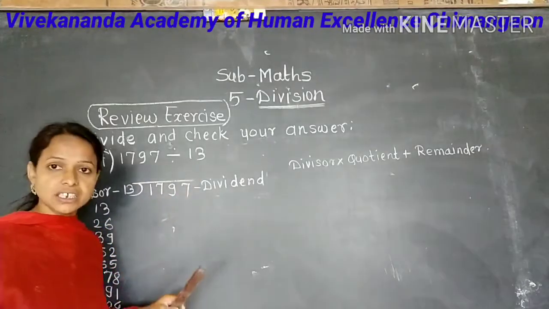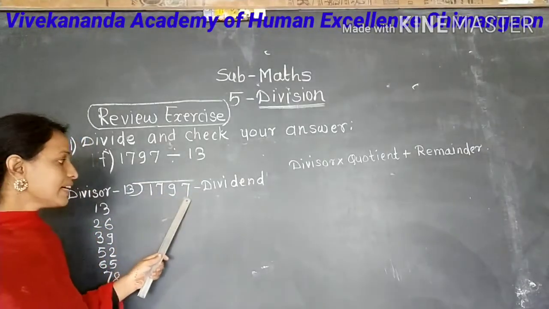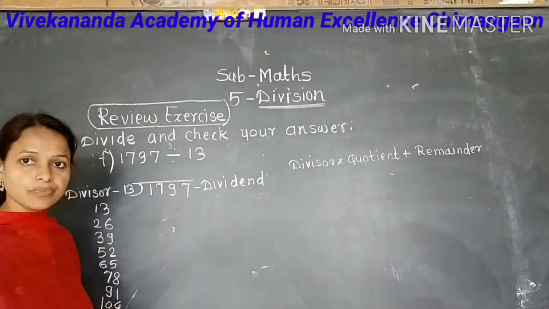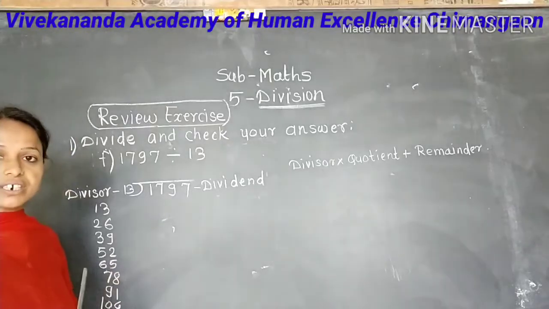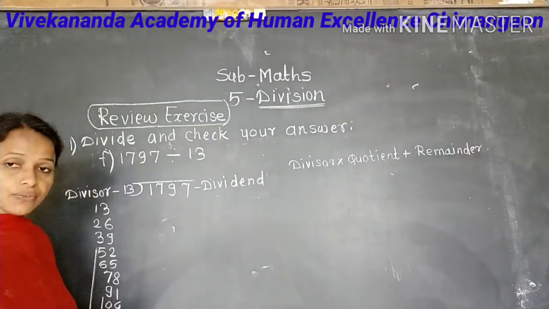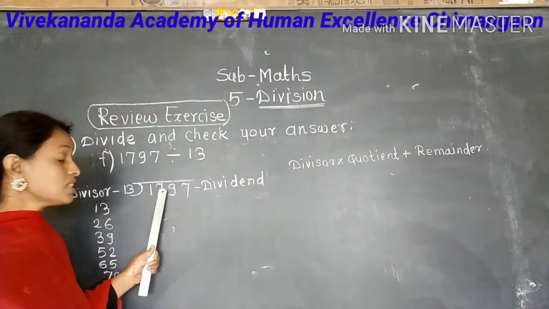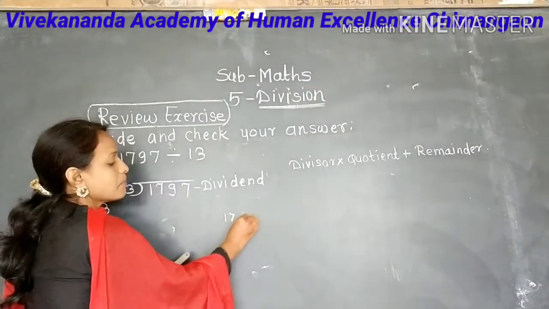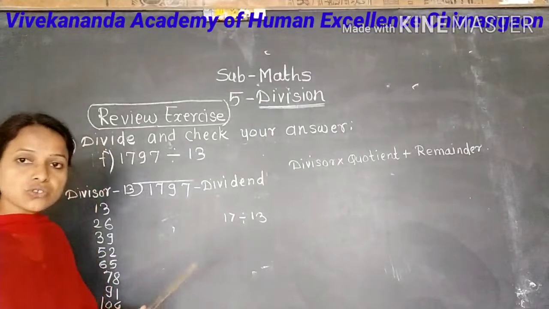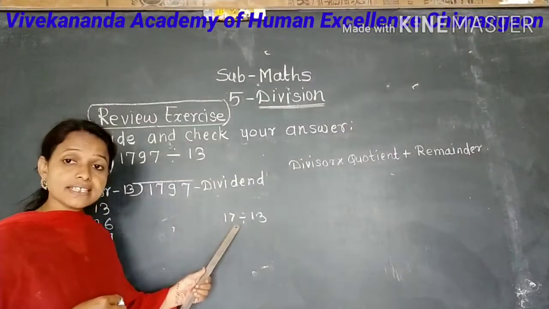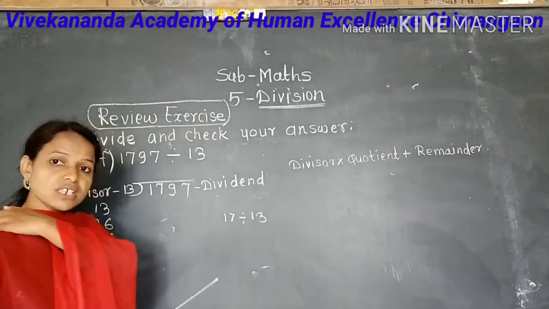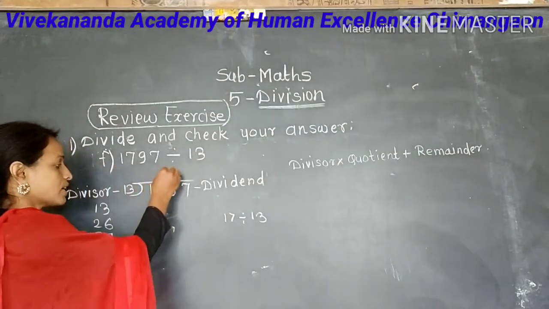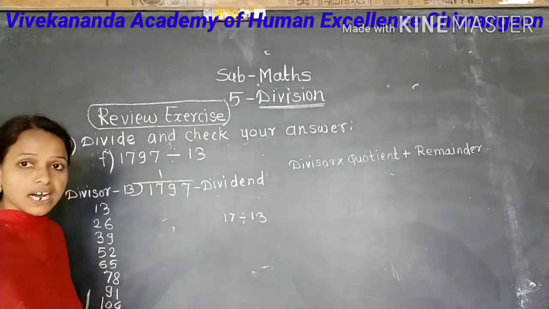1797 divided by 13. Here 1797 is the dividend and 13 is the divisor. Here I have written the table of 13. Now we will divide the thousands and hundreds digits together. Means we divide here 17 by 13. So by dividing 17 by 13, it gives us quotient 1. So we write 1 in the hundreds place.